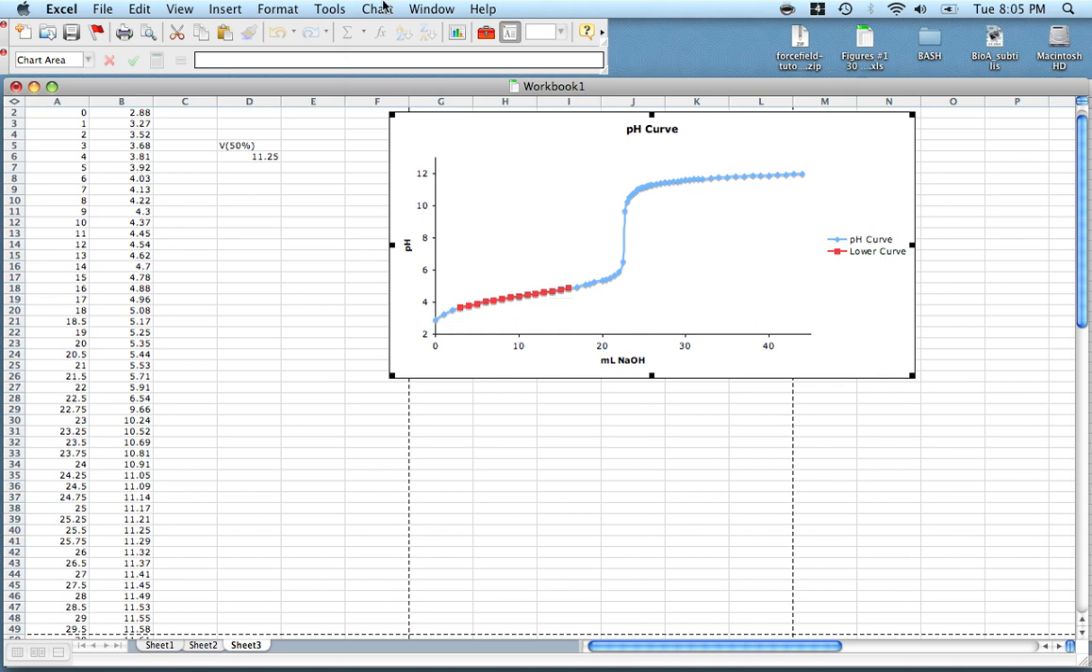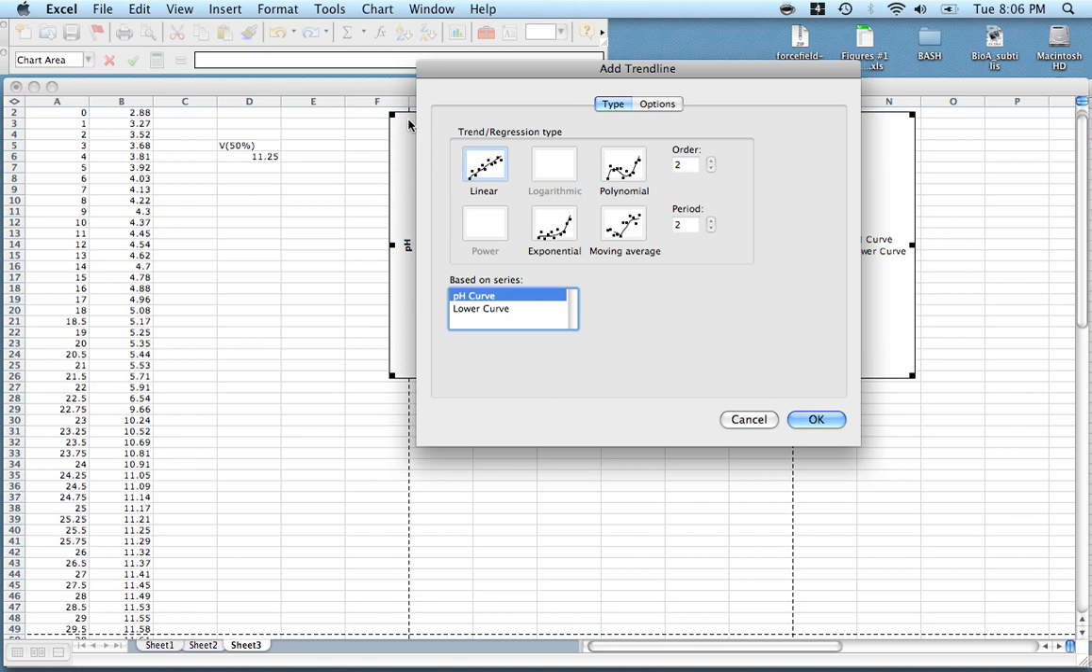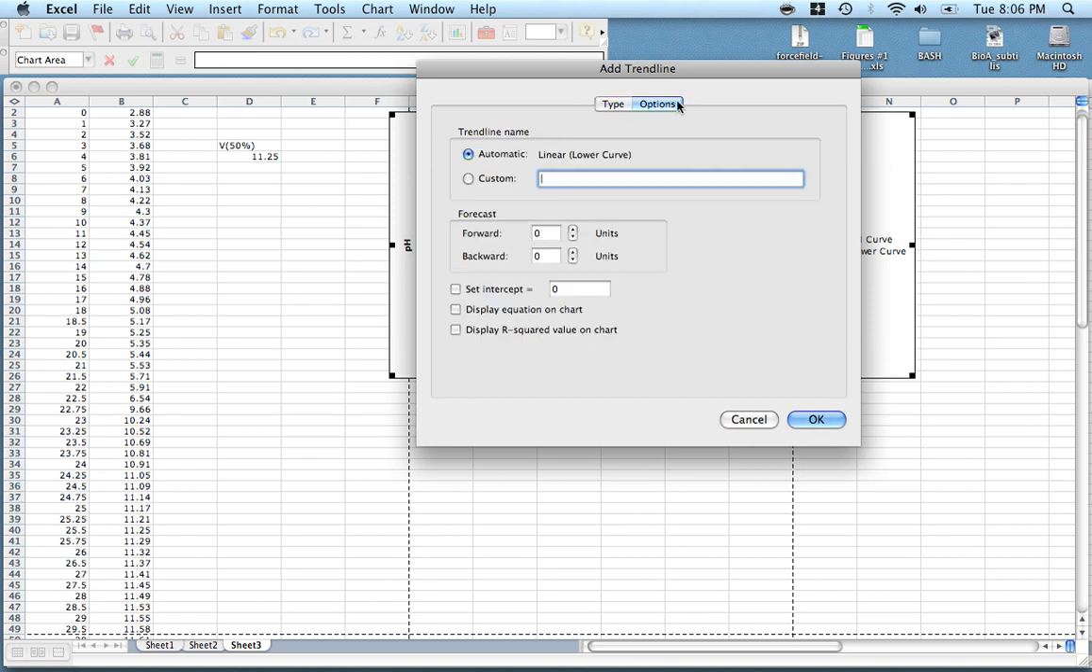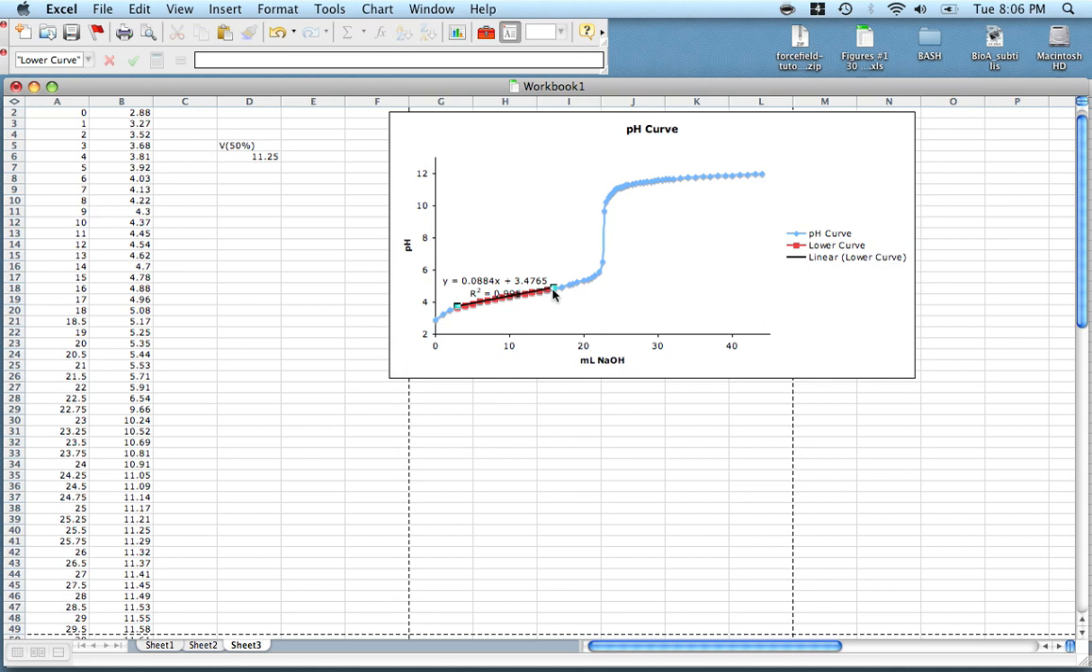It's really easy. Just go to chart, add trend line. If you have Excel 2007 or 2008, I think you just right click on the series and that dialog will come up, add trend line. Okay, so we want to curve fit it to this lower curve. We want to do a linear regression. Click on options. We want to display the equation on the chart, and display the r squared value.